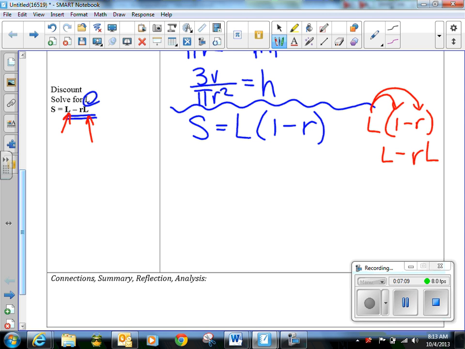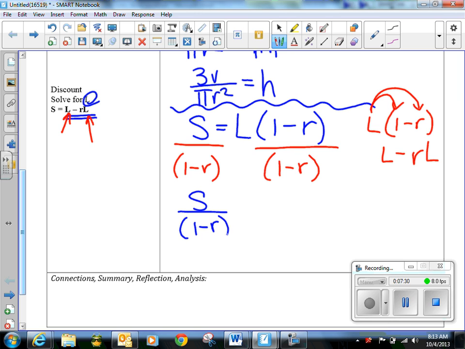Now it's much easier to solve for L. All I have to do is divide this side by 1 minus R and this side by 1 minus R. And I'm left with S divided by the quantity 1 minus R equals L.